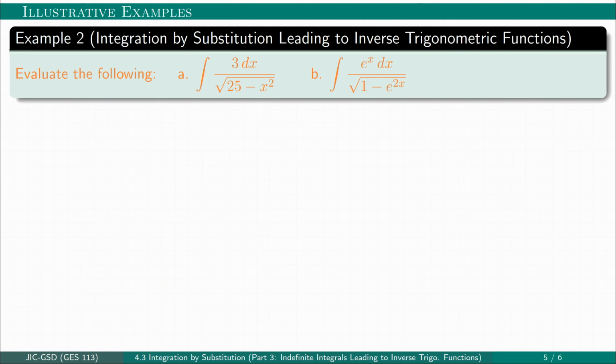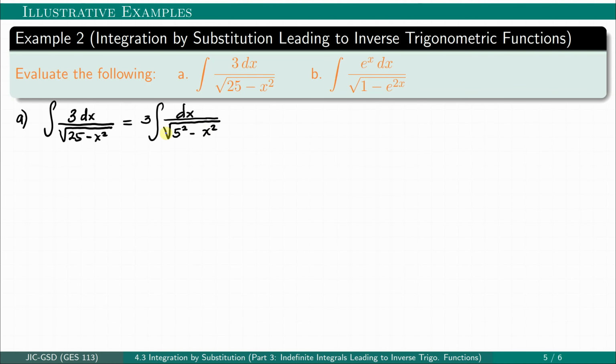Let's consider our second example. For letter A, we have the integral of 3 dx divided by the square root of 25 minus x squared. Now we can move the 3 outside of the integral, so our numerator here will just be dx. Our denominator can be written as 5 squared minus x squared.